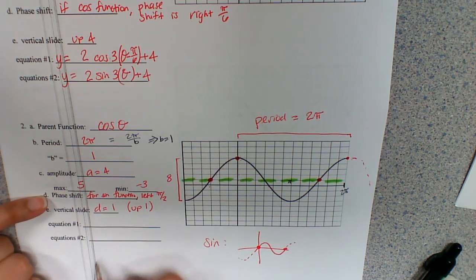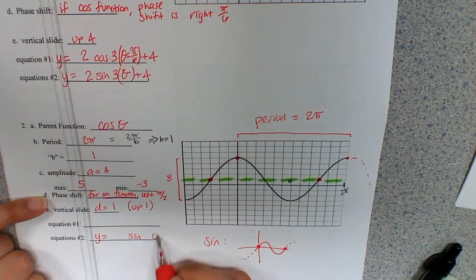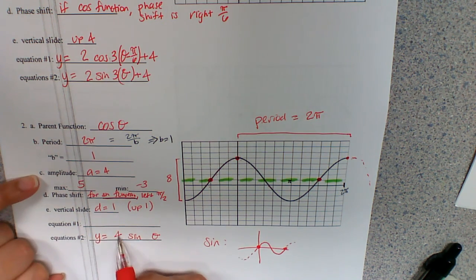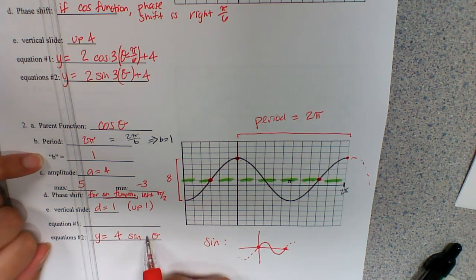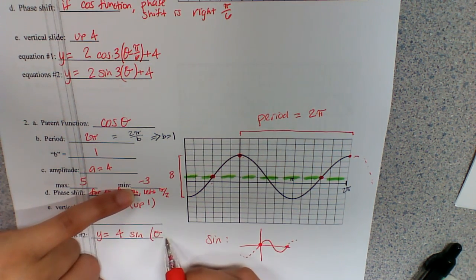So since we can call it a sine function, I'm going to go ahead and write down the sine equation. So sine of theta, and I know my amplitude is 4. I know the b value is simply 1, so I don't really need to put it there. And because we're calling it a sine function, like we said, we have a phase shift of left pi over 2, so I'm going to write down theta plus pi over 2.